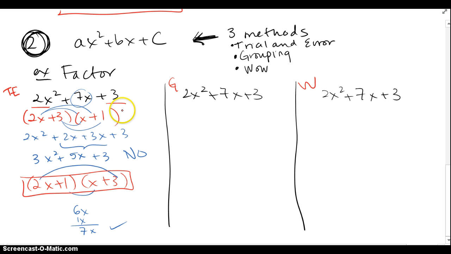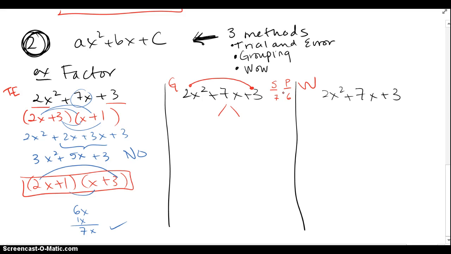But nevertheless, be exposed to the idea of trial and error method, and you might like it and you might stick to it. Now, how does the grouping method work for the same problem? You connect these two guys and you say, okay, those two make a product of 6, and I'm going to find two numbers that give me a product of 6 and a sum of 7. So you kind of play the number game like you did before with the leading coefficient 1 problems.